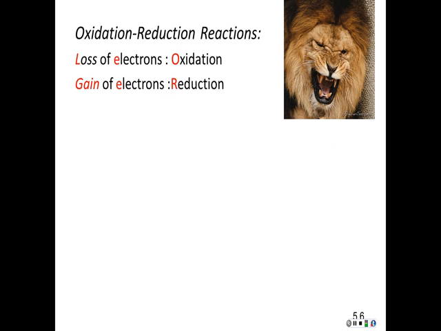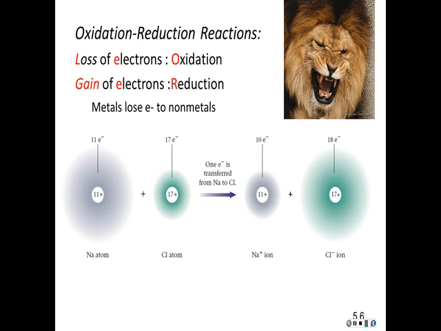Now you might be wondering, what's the point of the line over here? Well, one way that people used to remember the difference in the terms is to make up a mnemonic: Leo the lion says grr, meaning loss of electrons, oxidation; gain of electrons, reduction. In general, metals will lose valence electrons to nonmetals, and we talked about this back in Chapter 2 when we went into bonding. When the metals do this, they wind up with a noble gas arrangement, and so do the nonmetals, for the most part.